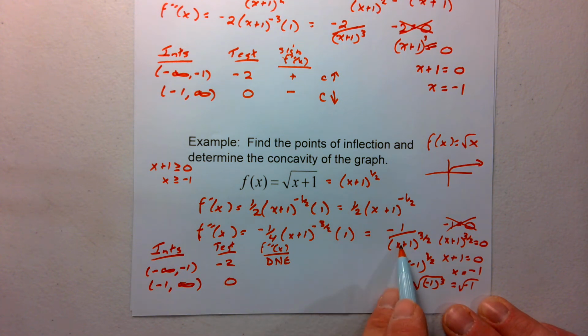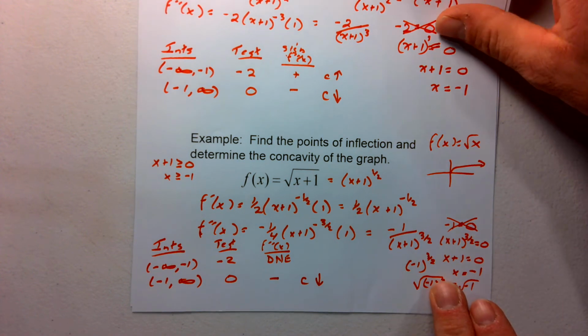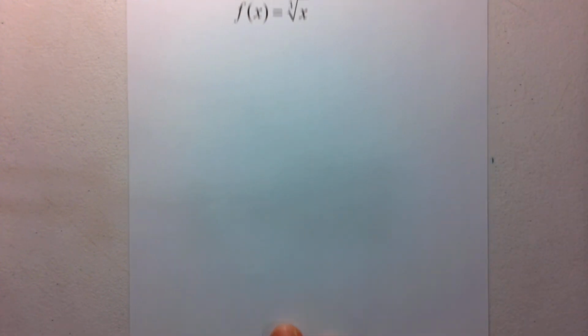If we plug in 0, I have a negative divided by 0 plus 1, that's going to give us a positive. To the 3/2 is going to be a positive as well. -1 divided by a positive gives me a negative. So we're going to be concave down at that point. So I have one interval of concavity for this problem.